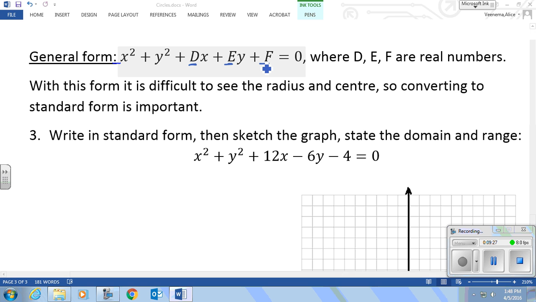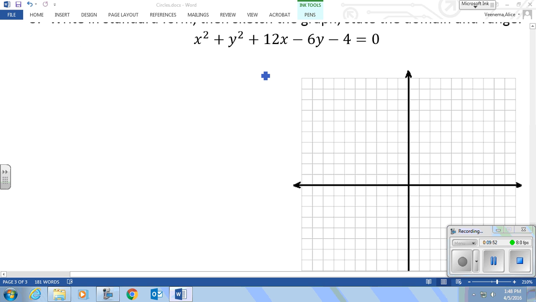The general form is nice, but it's harder to see what the radius and center are. So standard form is the preferred method for looking at the equation. So if you're given general form, like in example 3 here, we need to be able to do the conversion into standard form so that we can quickly sketch that, because this is very challenging to sketch.